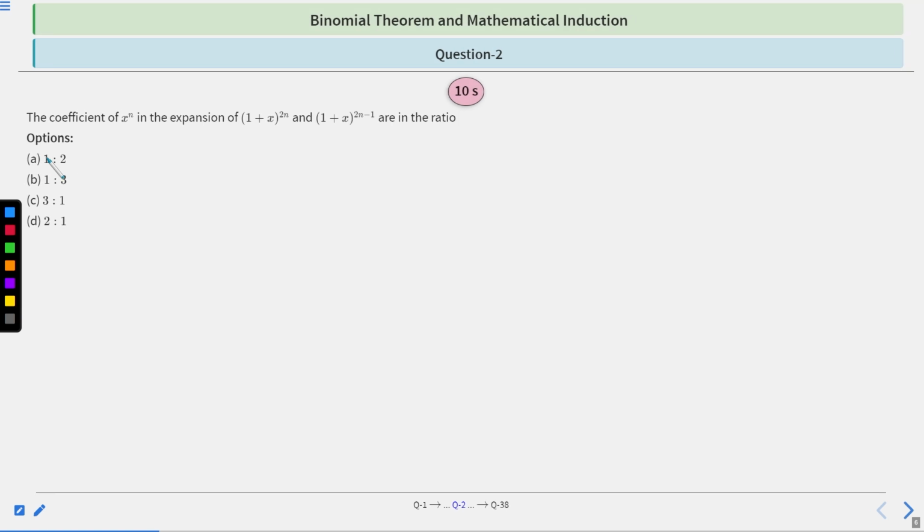The coefficient of x to the power n in the expansion of (1 plus x) to the power 2n and (1 plus x) to the power 2n minus 1 are in the ratio. So you have 10 seconds to solve this question. After 10 seconds, we will discuss the solution.